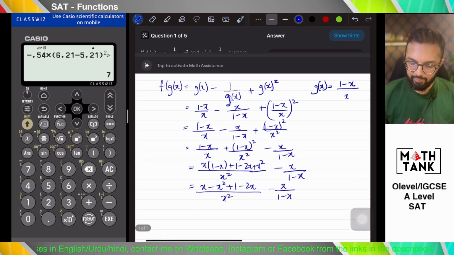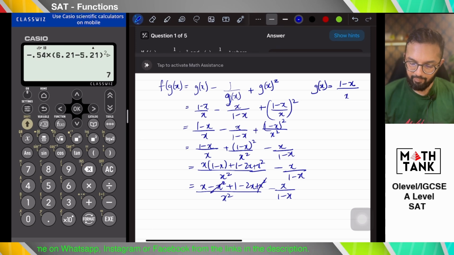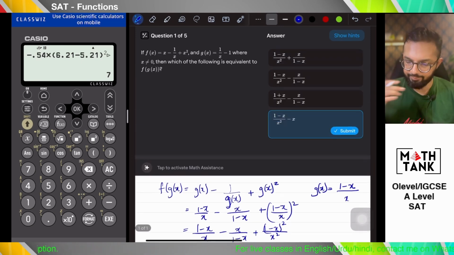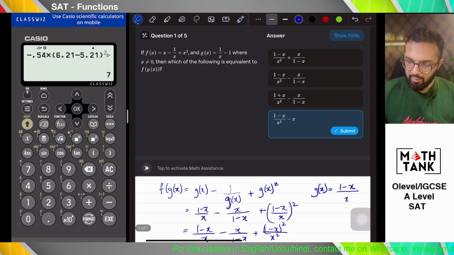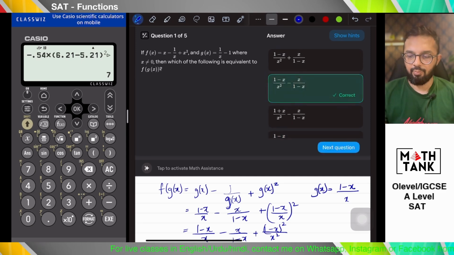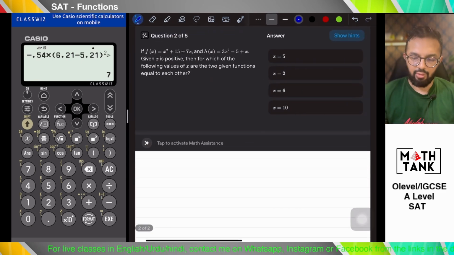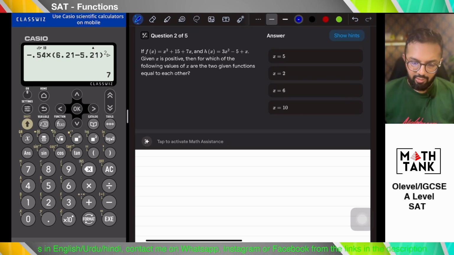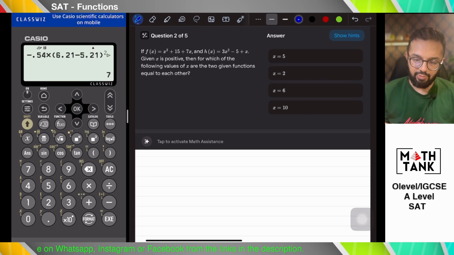I'm not sure if I'm still getting the right answer. So it becomes 1 minus x over x squared minus x over 1 minus x. Is that an answer option? Yeah, that one. So long question. We'll also do it with numbers again. Okay, given that x is positive, then for which of the following functions are the two given functions equal to one another?